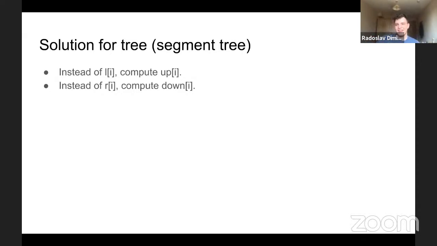Because we change from a chain to a tree, and it's normally easier for people to think of trees as something vertical, with the root on top and then some children, the abstraction will change a bit. Instead of having left and right, we are going to compute two values, which are up for some vertex i and down for some vertex i. And those will be computed as follows.